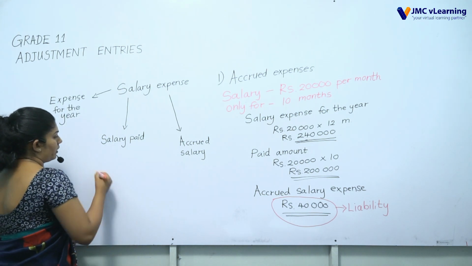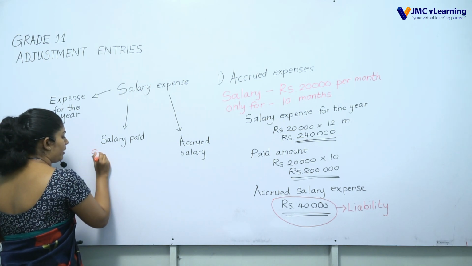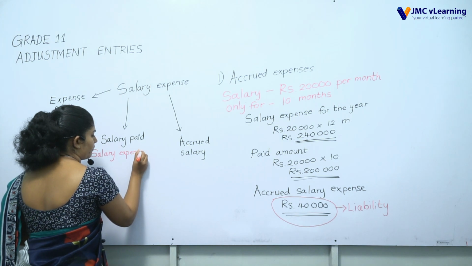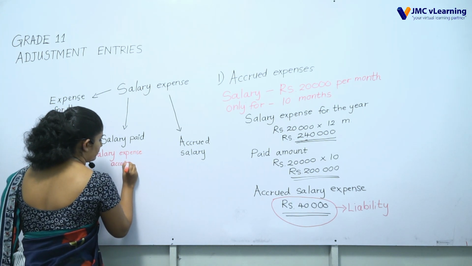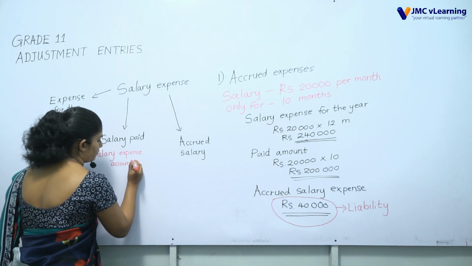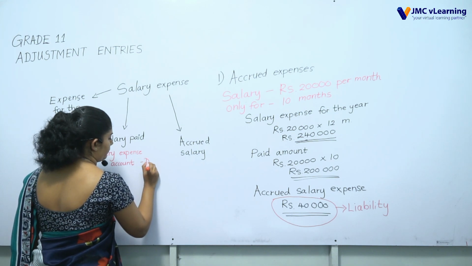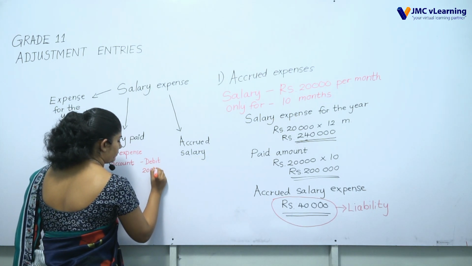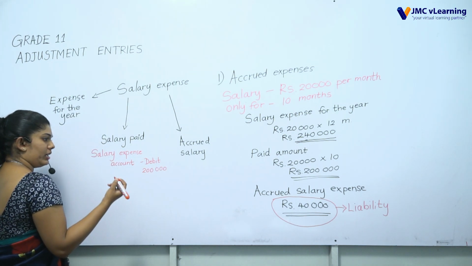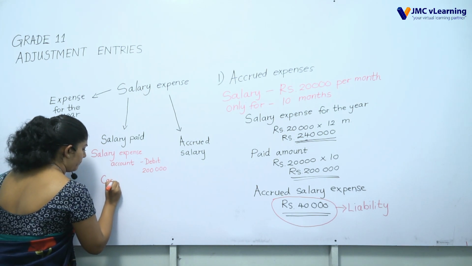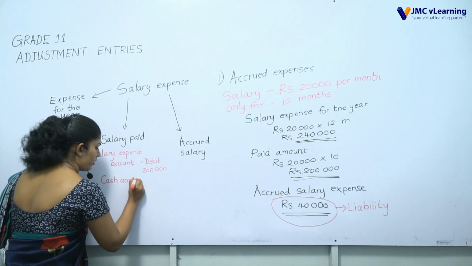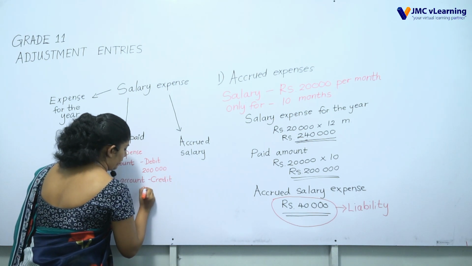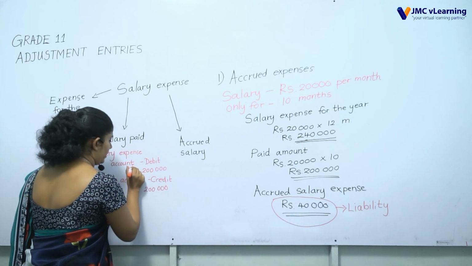What is the double entry? We have paid already. Therefore, salary expense account debit by 200,000, and using cash I have paid, therefore cash account credit by 200,000 rupees.